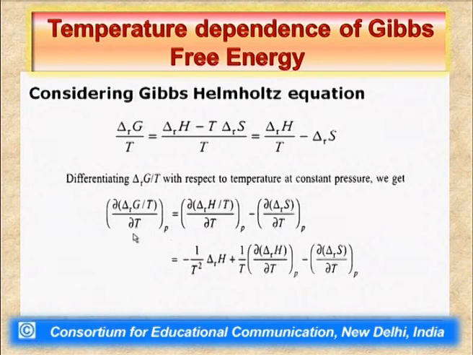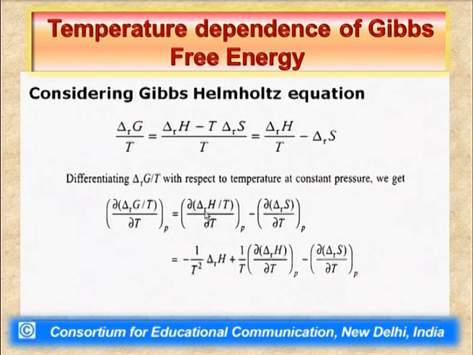So, when we substitute here this delta R G by T value, what we get is two factors. One is differentiation of delta R H by T with temperature at constant pressure. The second is differential of delta R S with temperature at constant pressure. So, therefore, now we need to differentiate it.